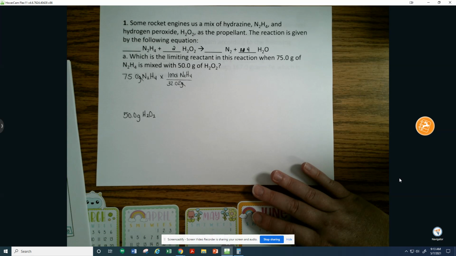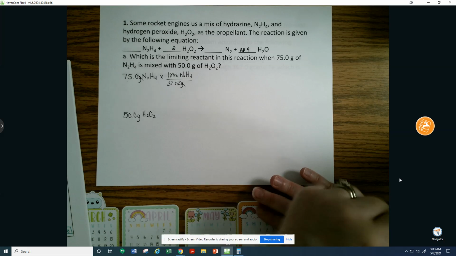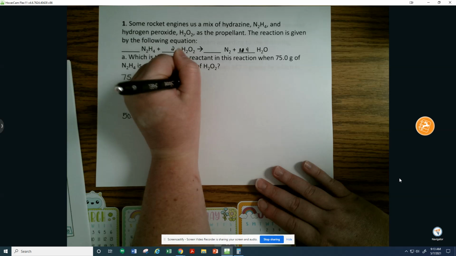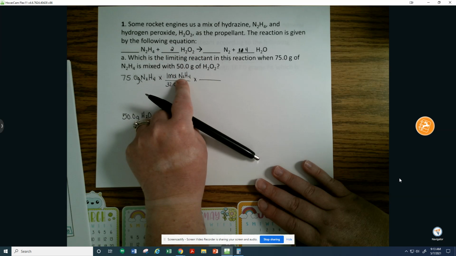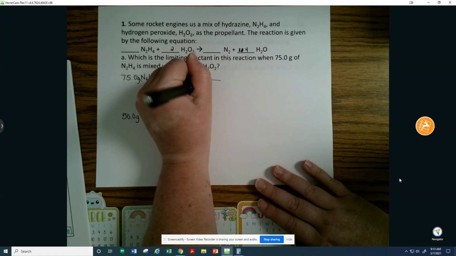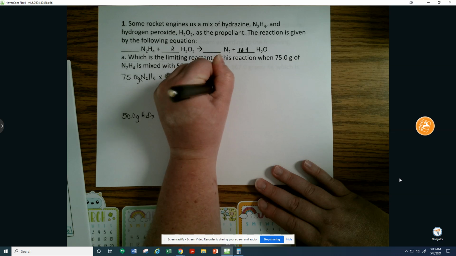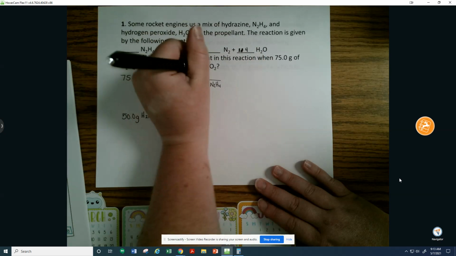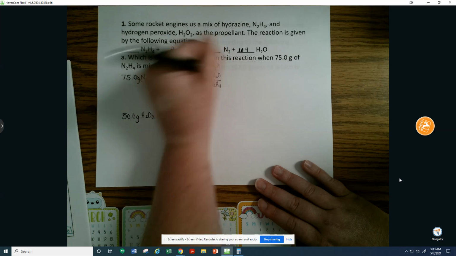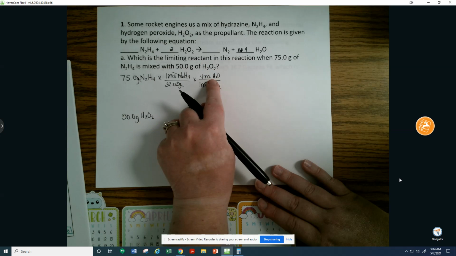The next step is we are going to make our currency exchange. Like the trike example, we need our conversion factor. Again, your conversion factor is moles from your balanced equation. So I have moles of hydrazine currently. The stoichiometric part of the problem tells me I have 1 mole of hydrazine is equivalent to 4 moles of water. So I can see moles of hydrazine cancel out. I'm now at moles of water.